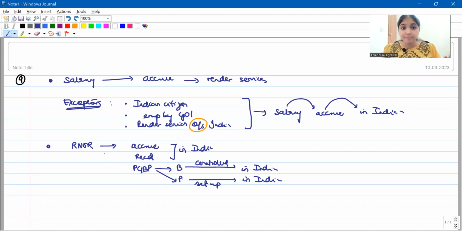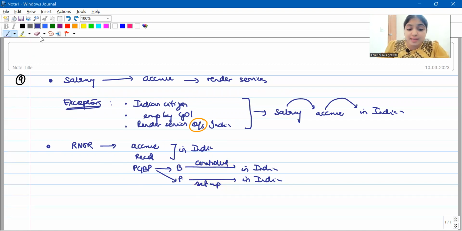Incomes which accrue in India, incomes which are received in India, incomes from PGBP where the business is controlled in India or the profession is set up in India. Guys, these are keywords. You can't change these words, okay? You cannot interchange. You cannot say business set up and profession controlled. It is business controlled in India and profession set up in India.